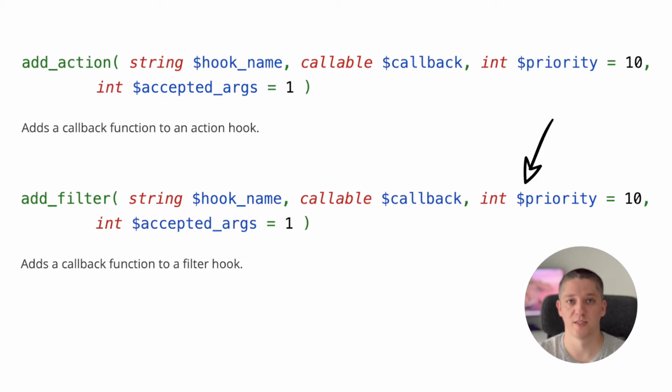Priority is a way to specify the order in which functions associated with a specific hook are executed. Functions with a lower priority will be executed first, functions with a higher priority will be executed second, and if 2 functions have the same priority, they will be executed in the order they were added. For example, a function with a priority of 9 is going to be executed before the function with a priority of 10. A function with a priority of 11 will be executed after a function with a priority of 10.